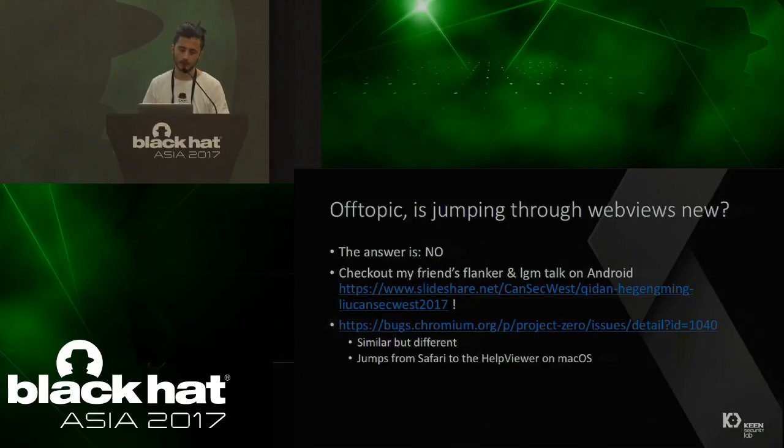Another consideration: is jumping through application and web view a new topic? And the answer is no again. You should check this talk by my friends Flanker and Lyogeming on Android, where they used a similar technique at Mobile Pwn2Own in 2016, which I think is quite a good technique because with a single memory corruption you can reuse it twice. So it's a single memory corruption plus logic bugs, which is nice, I think. Another example is by Lokihardt of Project Zero. It's a little bit similar, but I think it shares some concepts. Basically, from Safari on macOS, it was able to jump to the Help Viewer.